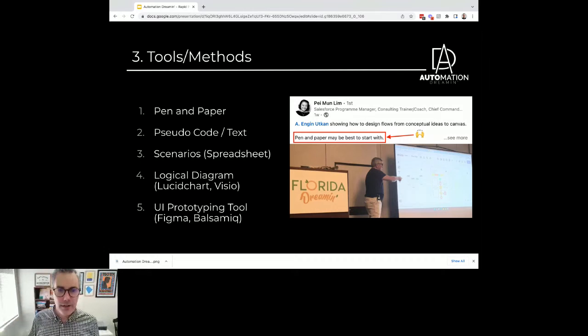A logical diagram like a Lucidchart or a Visio. Again, we're being super practical here, so there's not necessarily one sort of syntax like BPMN or something else that you'd use. It's really just about building out some piece of the logic so people can see it. And there's a number of UI prototyping tools out there, Figma, Balsamiq. I'm not going to talk through those today because our use case is more around record trigger flows for this presentation, but know that UI prototyping is a big space, and there's a bunch of tools there.